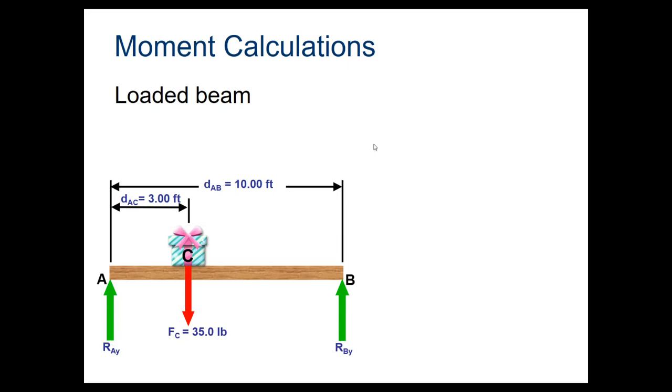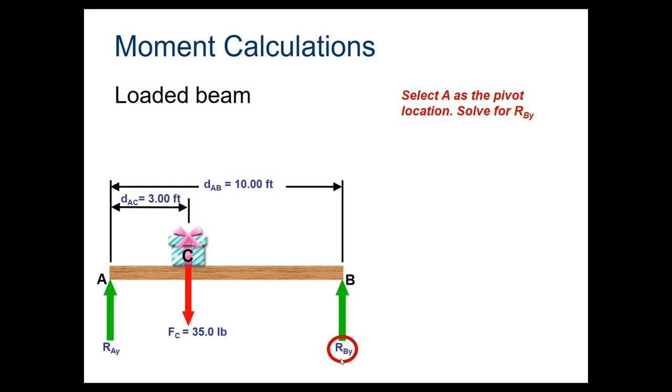And so we always want to pick our moment pivot point to be where one of these unknown forces is acting. So that's why we're going to pick either A or B. If we pick C, we'd have two unknown forces causing moments, and that really wouldn't help us. So we're going to pick either A or B as our point. And again, in this example, they're going to use A. So we're selecting A as our pivot point.